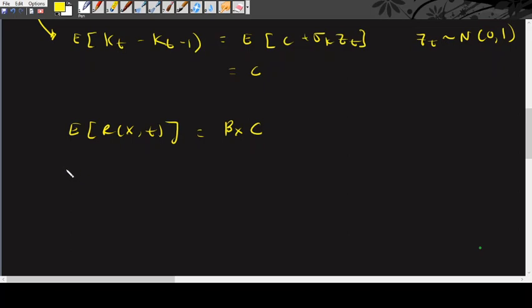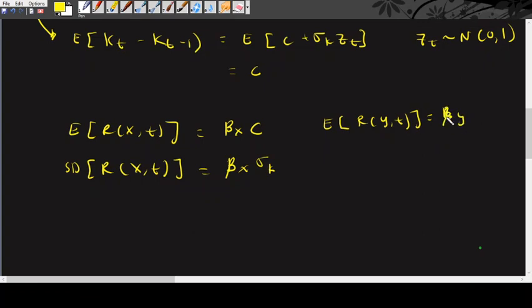And the standard deviation of R_xt here, you are going to get beta_x sigma_k. The variance of constants is 0, so the standard deviation there also becomes 0. Since this is normal 0, 1, you are going to get sigma_k as well. Once we have this, it's the same thing for R_yt. The expected value of R_yt is beta_y C and the standard deviation of R_yt is beta_y sigma_k.